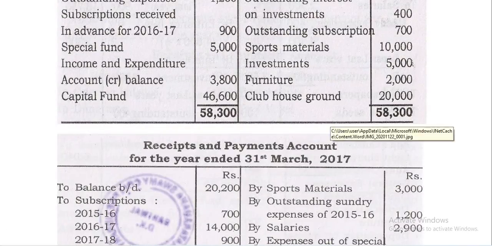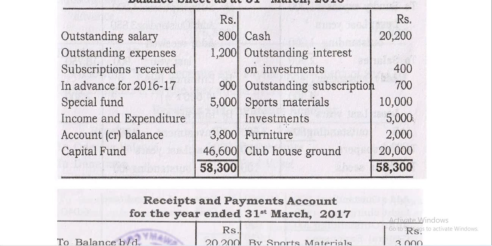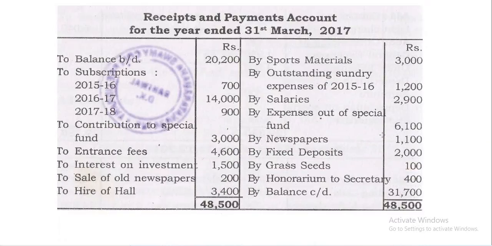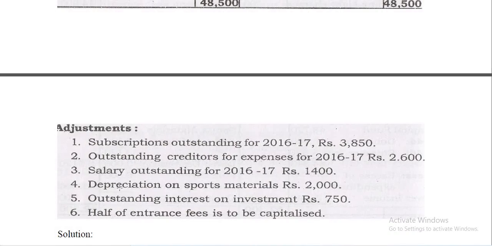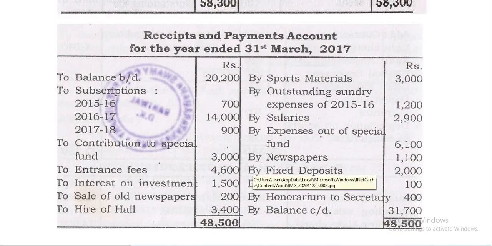So we have considered everything. So all the items, investment is there. So that will come to the asset side of the balance sheet. If there are any additions, that should be added. Clubhouse ground, there is no adjustment, that will be taken to the closing balance sheet. Furniture, 2,000 as it is. Only depreciation, if it is there, it should be deducted. Otherwise, straight away, it should be shown on the asset side. No depreciation on furniture, as it is you have to take.